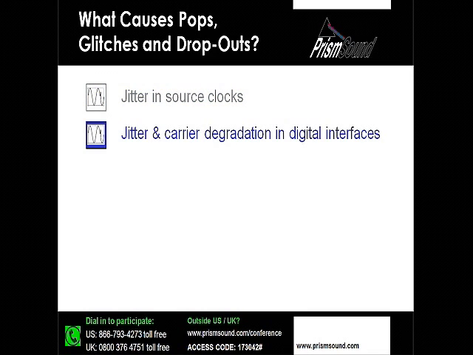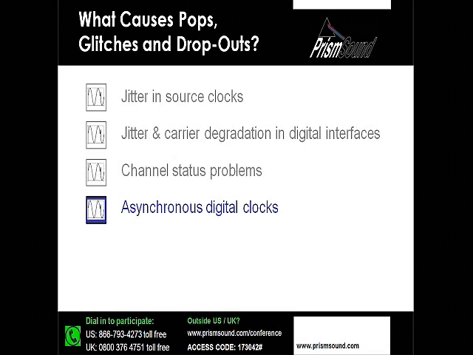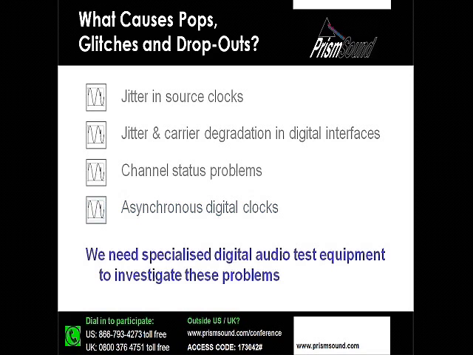And then jitter and carrier degradation in digital interfaces. This has to do with the transmission lines, the cabling, patch bays, anything that's in the signal path. And of course, we touched on those channel status problems, and we're gonna spend some time on that later. And asynchronous digital clocks, where you have clocks that are running asynchronous, they're not locked, and are drifting in and around each other, which can cause random pops and glitches.